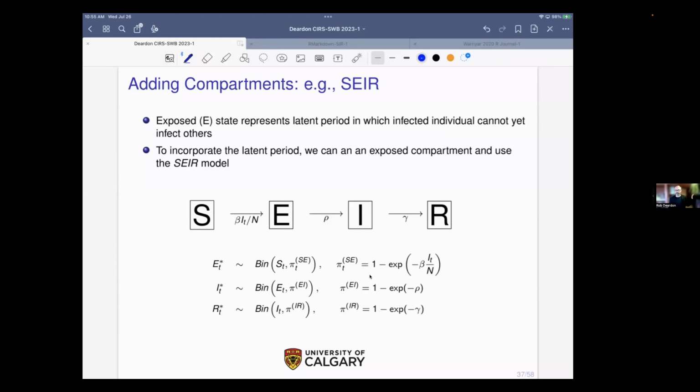So you end up with an extra line in our difference equations, an extra probability, an extra binomial mass function that we plug into the likelihood, right? But if you've observed these three time series, the number of new exposed, the number of new infectious, the number of new removed, this model is perfectly easy to fit. Okay.